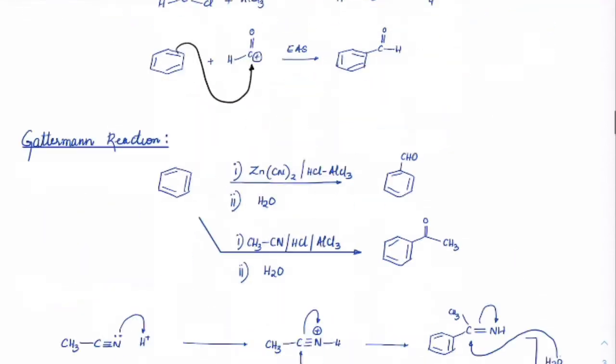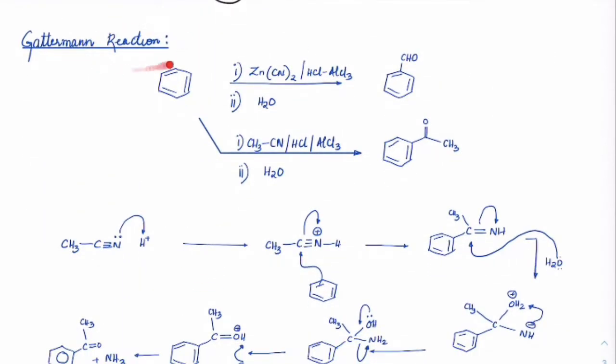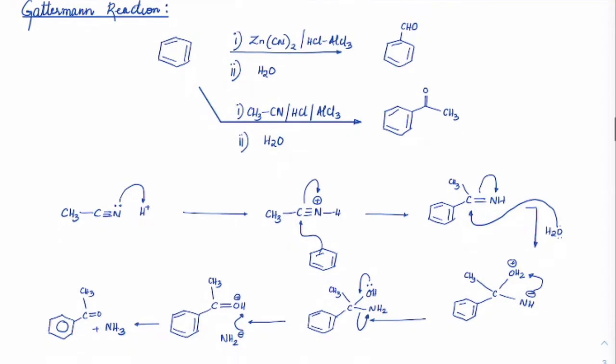Similar to that is the Gattermann reaction, where instead of carbon monoxide, we are taking cyanides. If you have C triple bond N and you take an acidic medium just to increase the electrophilicity of carbon, because the lone pair on nitrogen will get protonated and the electrophilicity of carbon increases, then benzene will undergo electrophilic aromatic substitution here, EAS will happen, and you will get this. Once you get this, C double bond NH, this is called an imine.